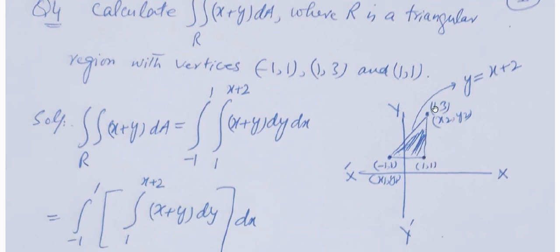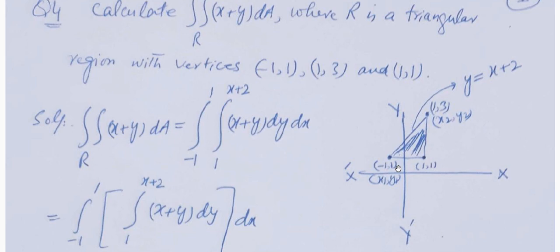So then you can join all these 3 points. If you join this point with this point, and this point with this, you can see we get a right angle triangle. Now for that, you have to write the limit for x and the limit for y. You can see the limit for x is very clear. It is from minus 1 to 1. So this is the limit for x.